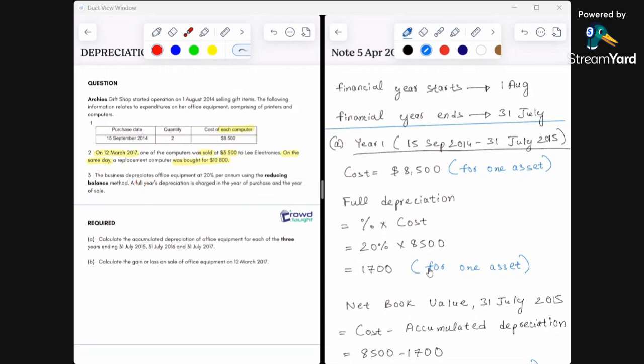The requirement of the question is to calculate the accumulated depreciation of office equipment for each of the 3 years, ending 31 July 2015, 31 July 2016, and 31 July 2017. And then you also need to calculate the gain or loss on the sale of office equipment on 12th of March 2017. So let's look into the workings on the right-hand side.